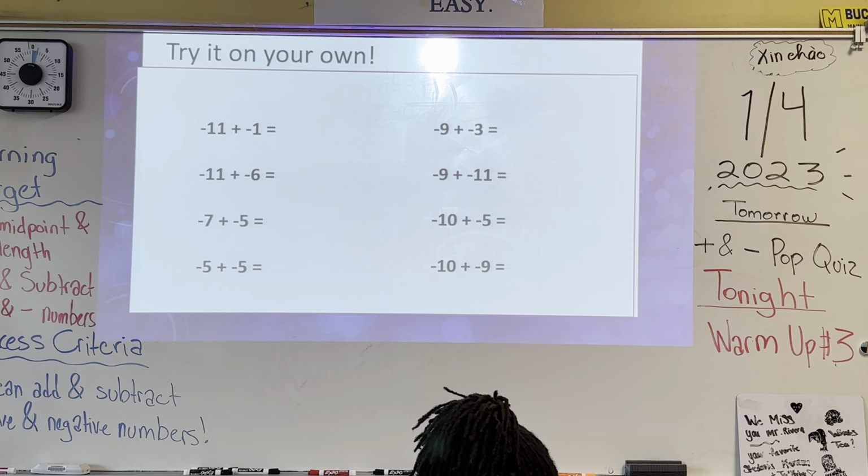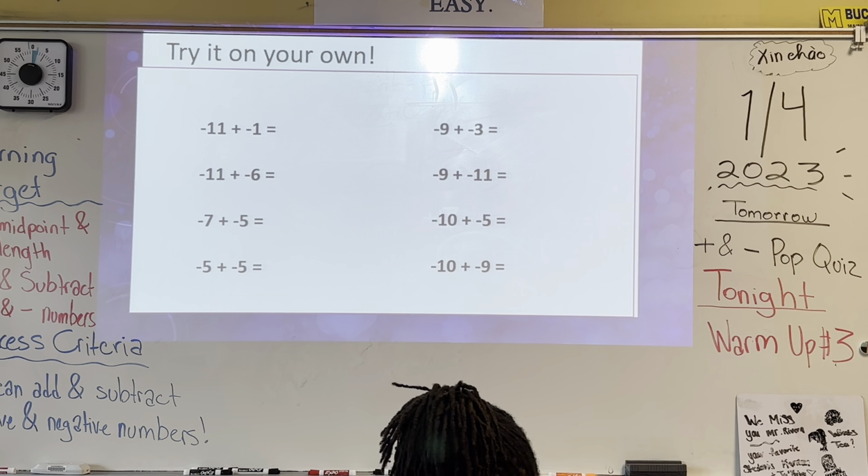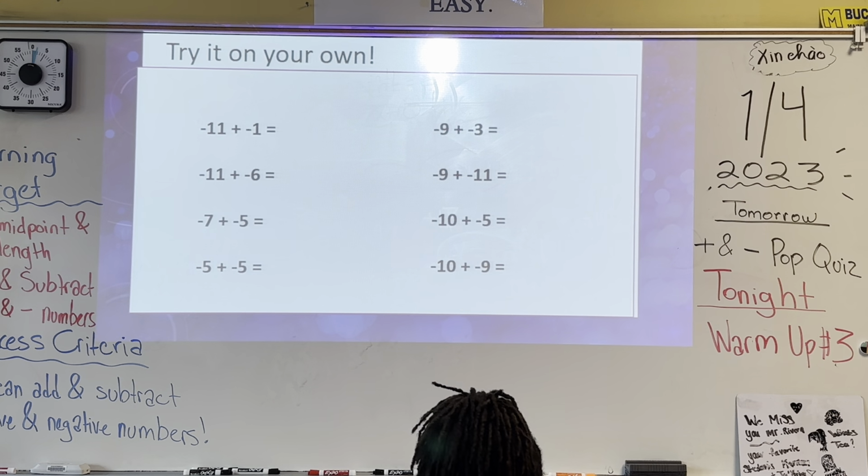So, negative 11 plus, all of these are negative, so that's a negative 1. And when you add together two negative numbers, you get an even bigger negative. So negative 11 plus negative 1 is going to be negative 12. Negative 11 plus negative 6 is going to be what?